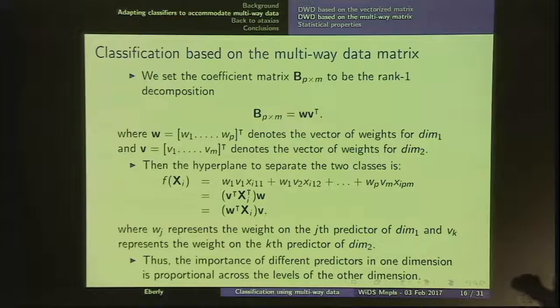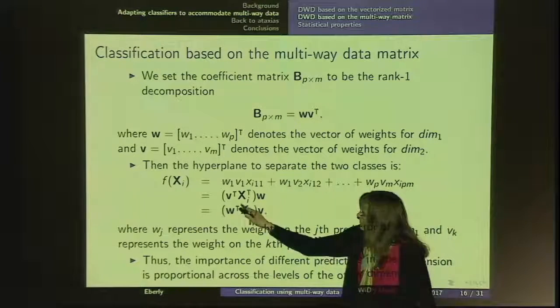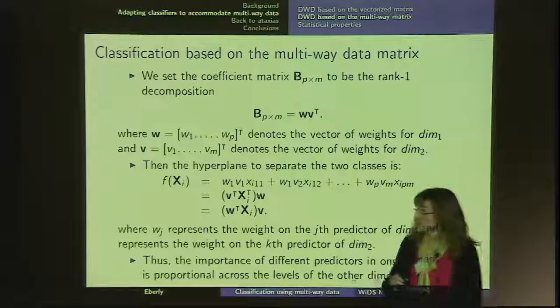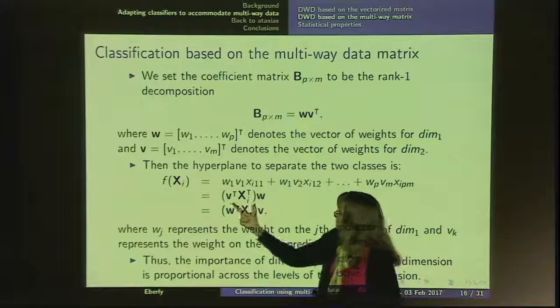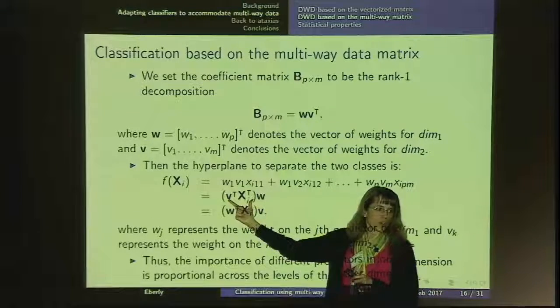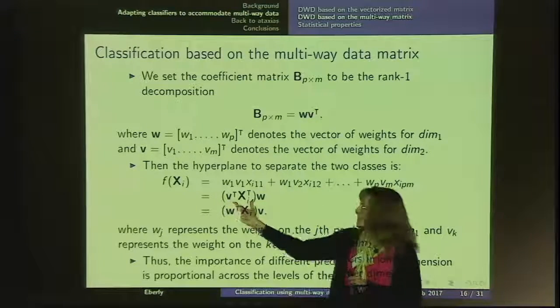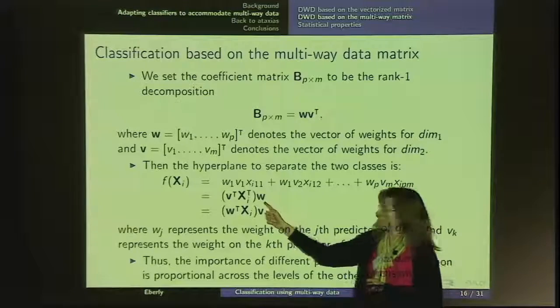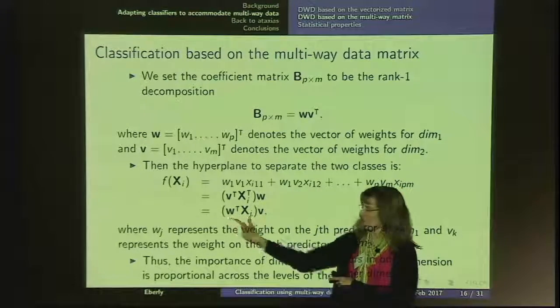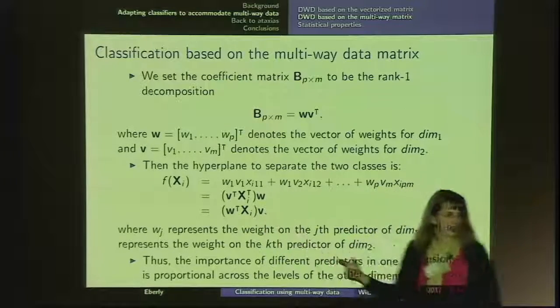And the hyperplane to separate the two classes is now defined like this. And so you can probably see here where my algorithm is going to go. So I can take this piece as if it were a data piece by itself and find the W's. Then I can take my W's, pretend these are my data pieces, and find a V and go back and forth.